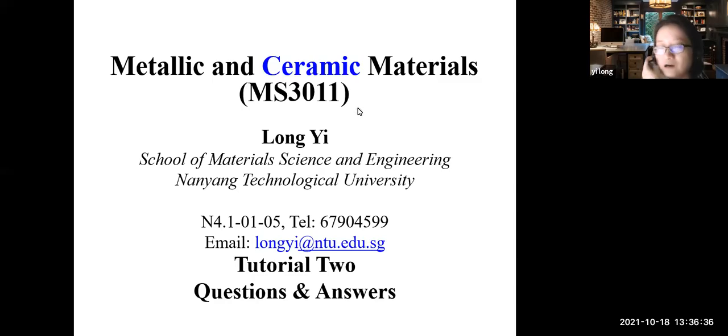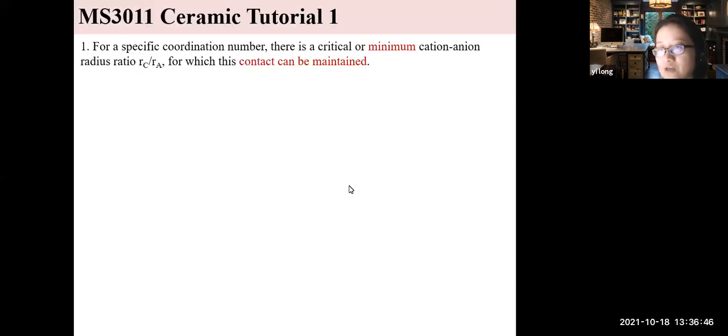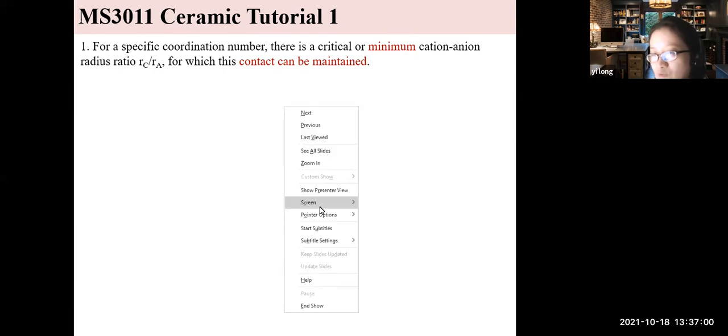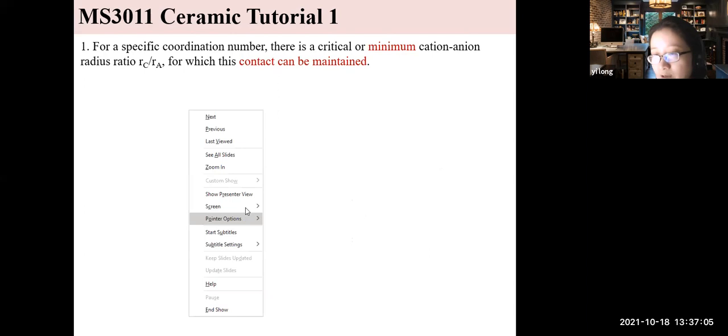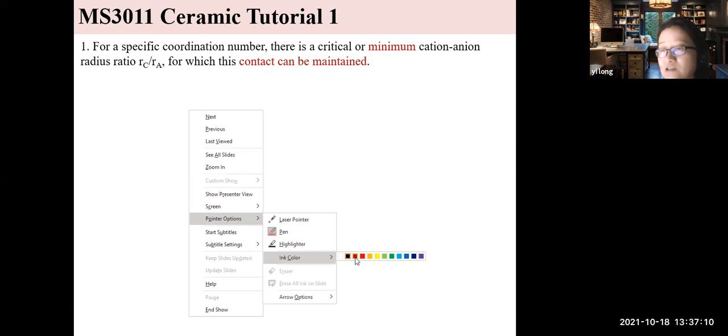So this is tutorial 2, week 3, and our quiz will be up to this tutorial, which means this one is also covered. What we learned in the last tutorial is that for a specific coordination number, there is a critical, minimal cation-to-anion radius ratio for which the contact can be maintained. We already calculated one in the class and one in the tutorial. You know how it will be related to this RC over RA.